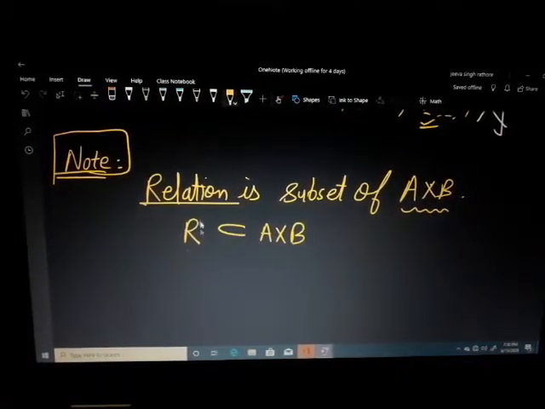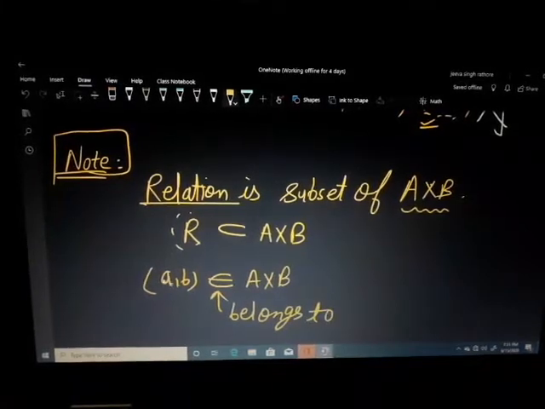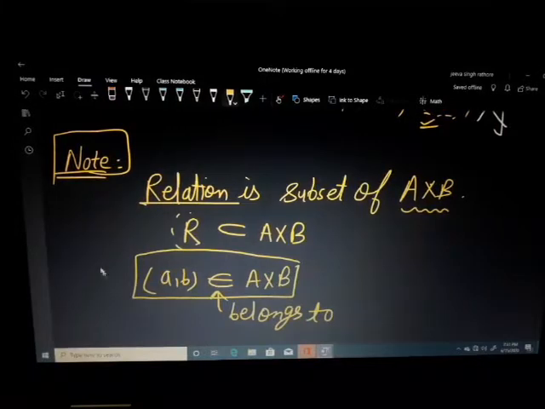And in R we consider the ordered pairs. So we will write A comma B is a subset of A cross B. So any ordered pair A comma B belongs to A cross B. Note down, belongs to. All the ordered pairs belong to A cross B. Note down, this is very important.